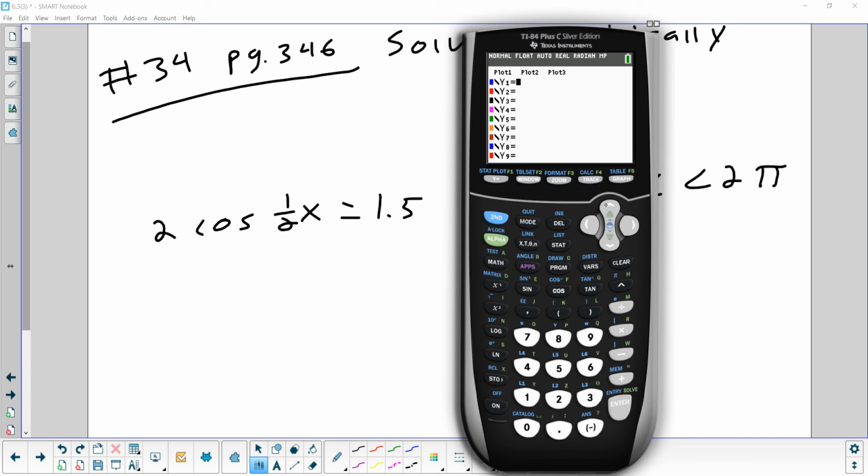Yeah, 1.5. Okay, you can put 1.5. And what could I put in Y2? Chris? 2 cosine 1/2 x. Yep. And just to make it easier, I'm going to do 0.5x. Then I don't have to worry about a fraction.